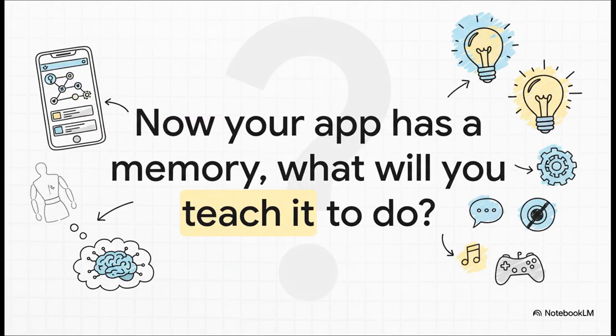So there you have it. We've officially taken our app from being a static mannequin and turned it into a dynamic, responsive experience. We've given it the one thing it was missing, a memory. So that leaves just one final, really exciting question for you. Now that your app can remember things, what are you going to teach it to do?